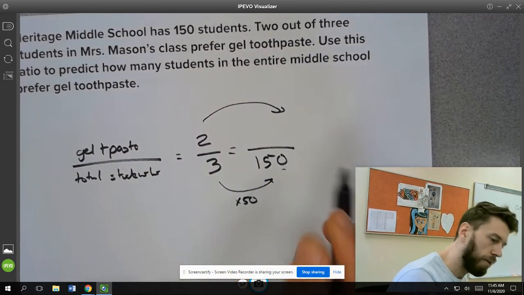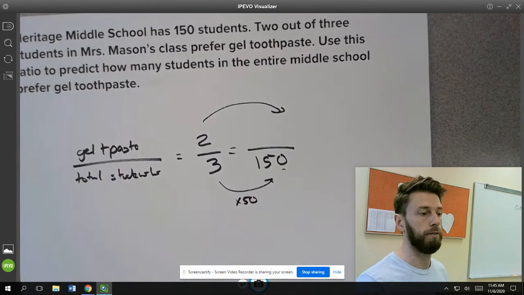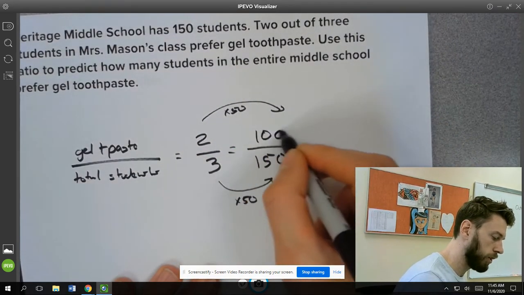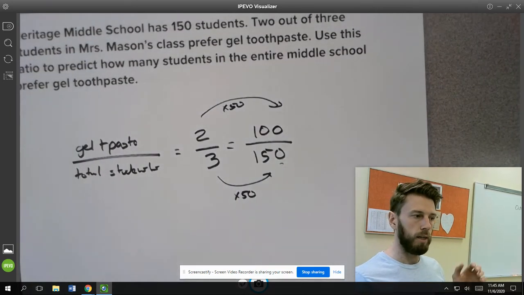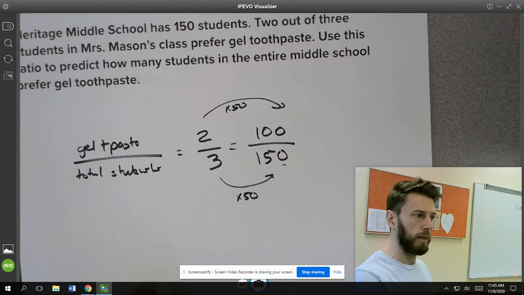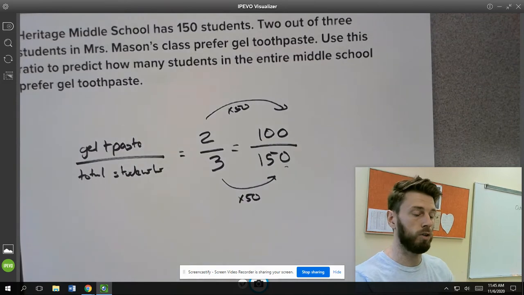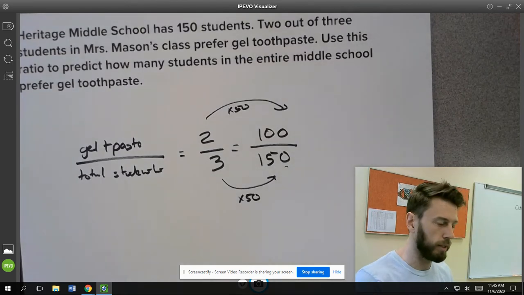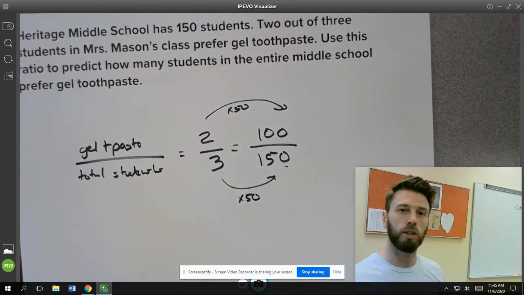You might come to figure out that 3 times 50 would give you 150. So if we did the same thing at the top, then 2 times 50 would be 100. Then we could say that if 2 out of 3 people in Mrs. Mason's class prefer gel toothpaste, then 100 out of 150 in school might prefer gel toothpaste. And that's how we use our ratio rates and equivalent ratios to answer questions like this.